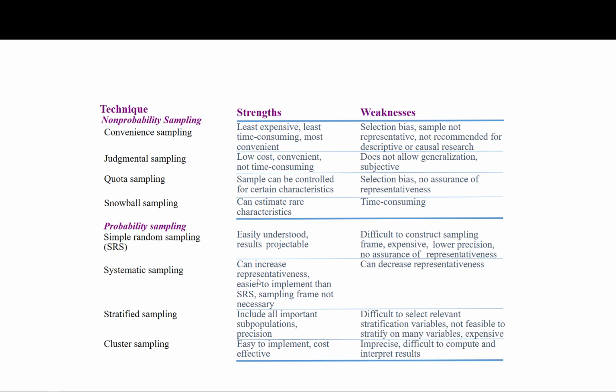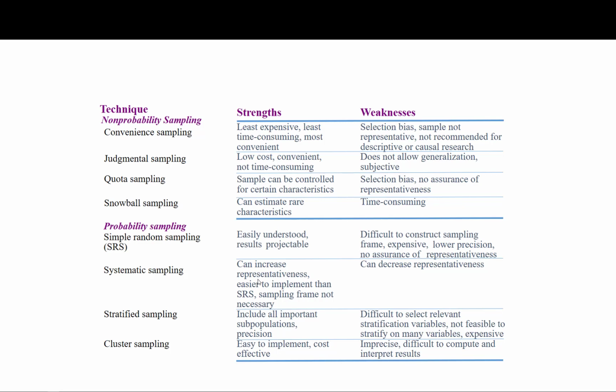So the probability sampling is, as I said, to increase the generalizability of the sample to the population. So simple random sampling is the most easily understood, basically just taking a random proportion of people from a population. However, it's difficult to construct a sampling frame, it has lower precision, and there's a lot of wasted resources, particularly if you're looking for particular characteristics.